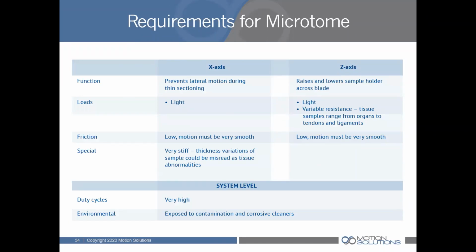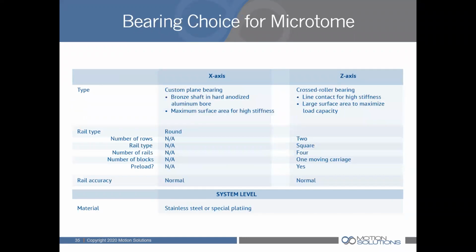Of course, because this piece of equipment is getting wiped down with alcohol and disinfectant, the guides had to be stainless steel. Of course, the shaft is corrosion resistant, being brass. So we specified the cross rollers for stiffness in stainless steel, and we designed our own brass round plane bearing for the y-axis.